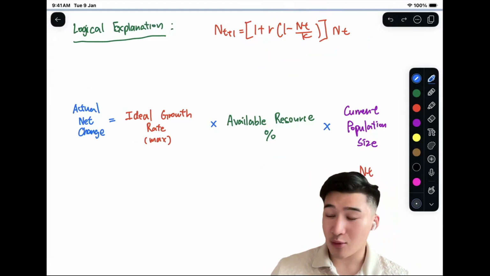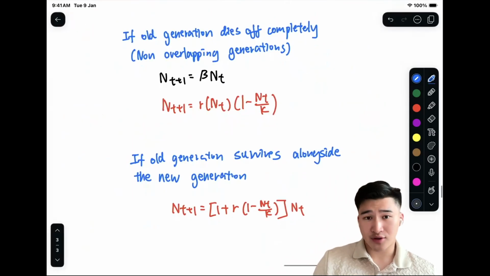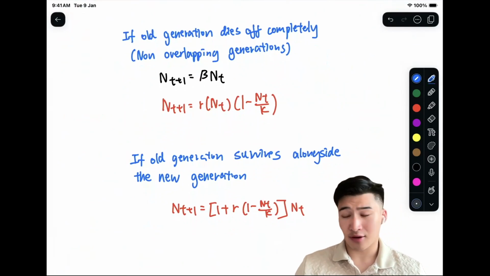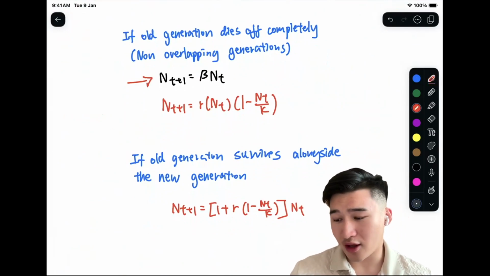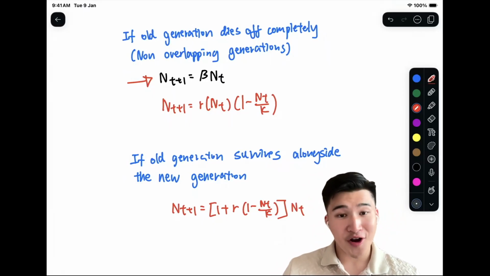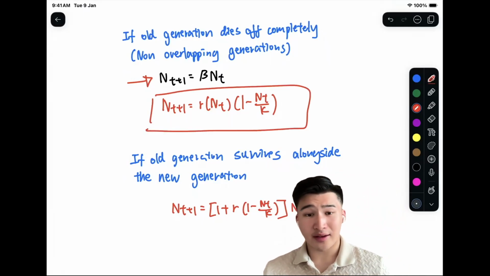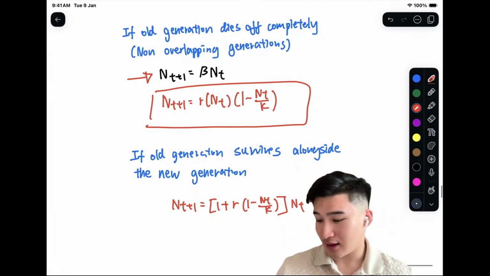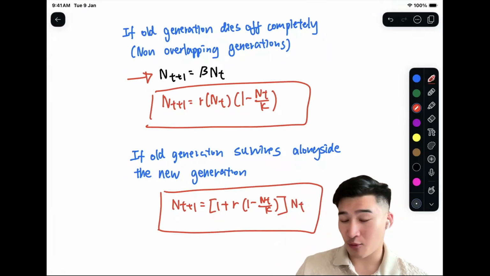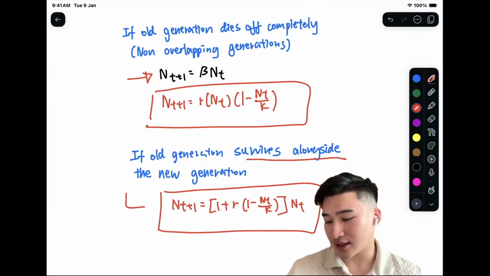Now the reason why we have a 1 here, again, is just to factor in the current population. Remember from my part 1 video, I mentioned something about non-overlapping generations. That was the formula that I used for non-overlapping generations. And actually, we have a discrete logistic growth model for non-overlapping generations, and it will be this one. The one that we're actually using is this one, which is for overlapping generations, which means if the old generation survives alongside the new generation, then we will get something like this.